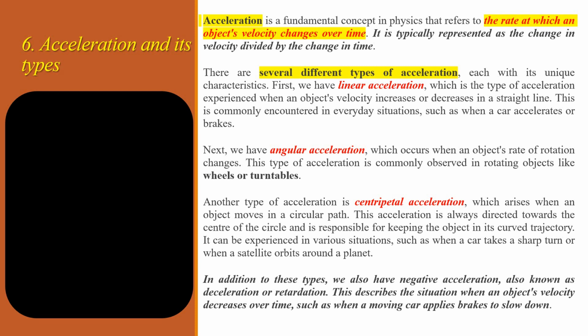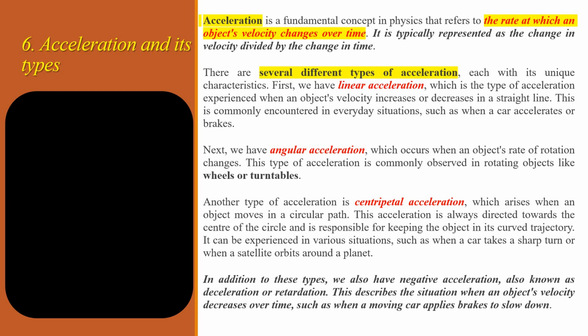This acceleration is always directed towards the center of the circle. This is very important, and is responsible for keeping the object in its curved trajectory. It can be experienced in various situations such as when a car takes a sharp turn or when a satellite orbits around a planet. So we can say the centripetal acceleration is applicable for celestial and terrestrial bodies.